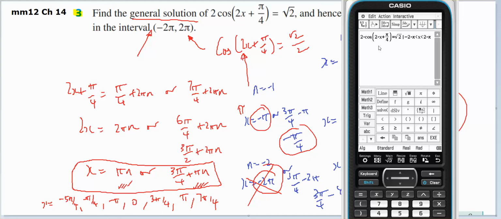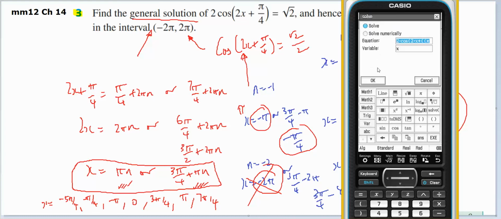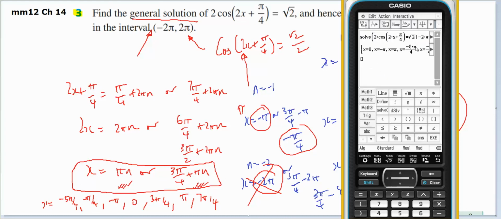And just to confirm that, I'm going to use my calculator. 2 cos of 2x plus pi on 4 equals root 2, given this restricted domain, and notice I haven't included the endpoints. If I select interactive, advanced solve, solve for x. Okay, it gives me the answers between that range, and I've got 0, negative pi, pi, minus 5 pi on 4, minus pi on 4, 3 pi on 4, and 7 pi on 4, all correct.